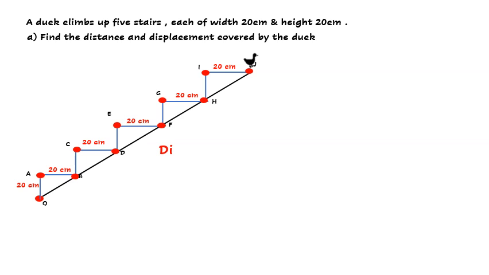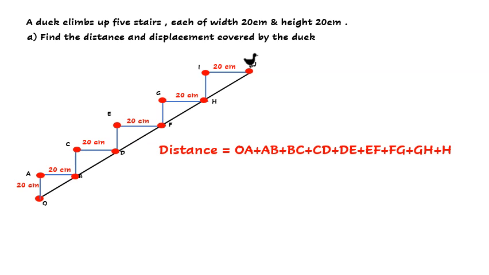So, the total distance traveled by the duck is equal to OA plus AB plus BC plus CD plus DE plus EF plus FG plus GH plus HI plus IJ. That is equal to 10 into 20 centimeters, that is equal to 200 centimeters.